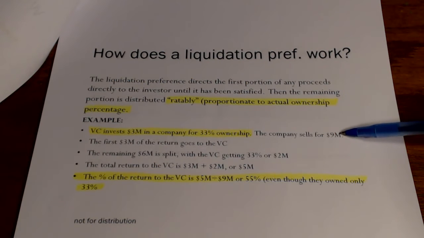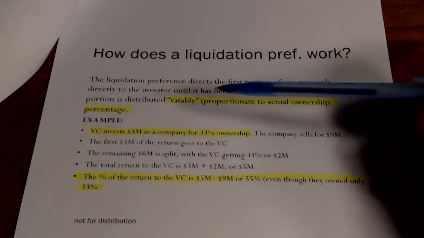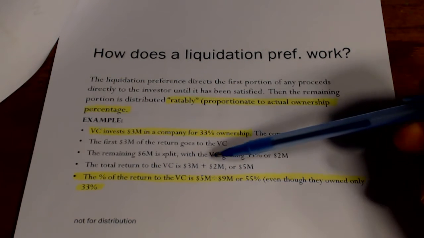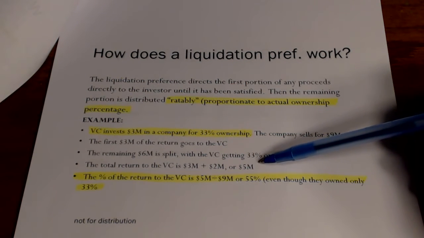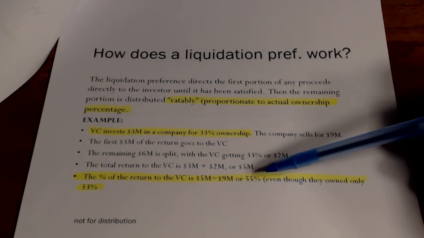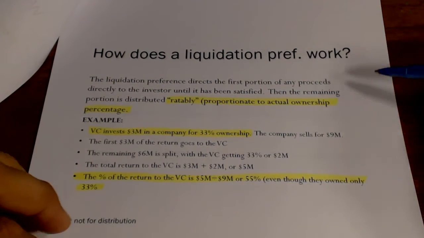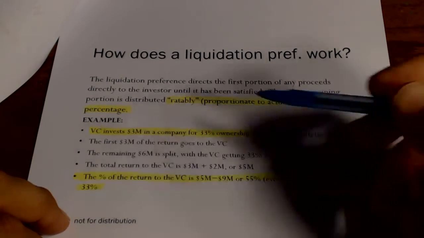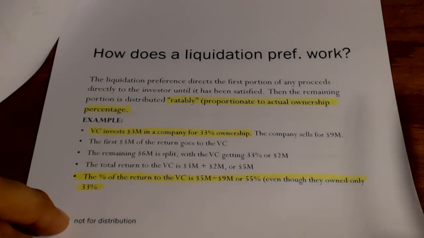Remember, it sold for $9 million. $9 million minus the 3 that he gets back leaves $6 million. He gets 33% of that, or another $2 million. So he gets a total of $5 million, which is roughly 55% of the $9 million, even though he only owned 33% of the company, because he gets his $3 million back first.